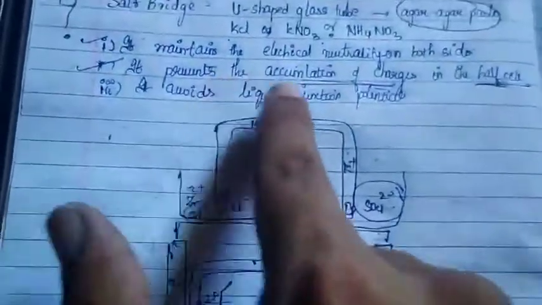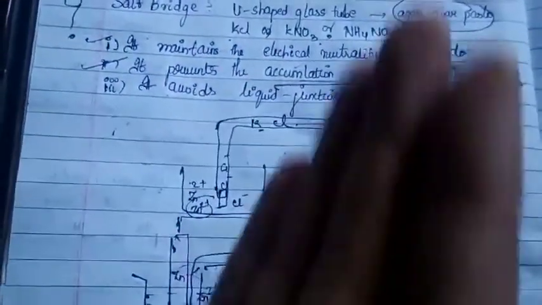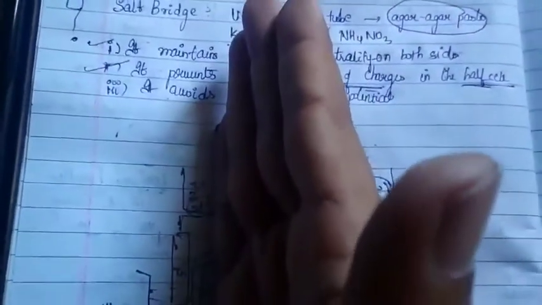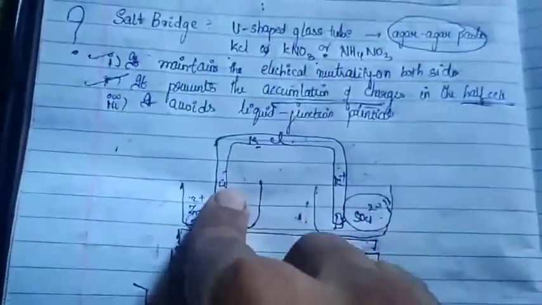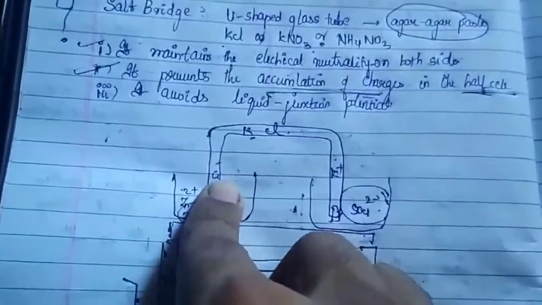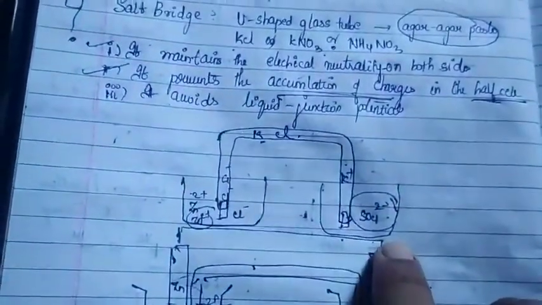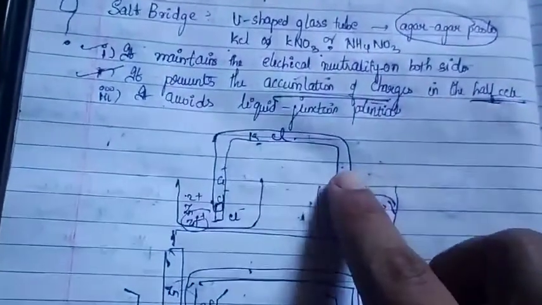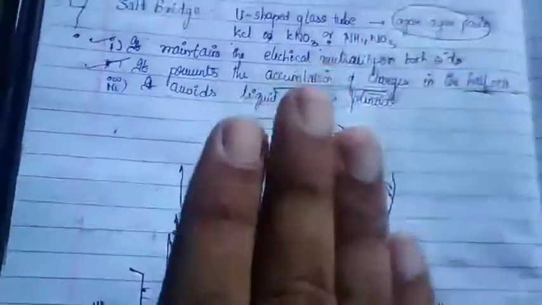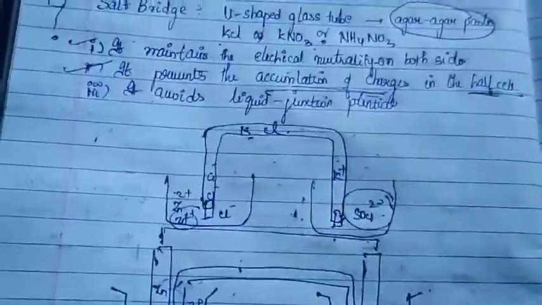So as soon as you are using the salt bridge, what is happening? Zn2+, that is a positively charged ion, is getting neutralized by the chloride ion of your potassium chloride. Similarly, the negative charge of a sulfate is getting neutralized by the positive charge of your potassium. So this is the main role played by your salt bridge.